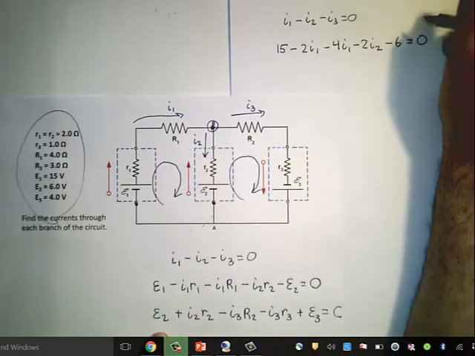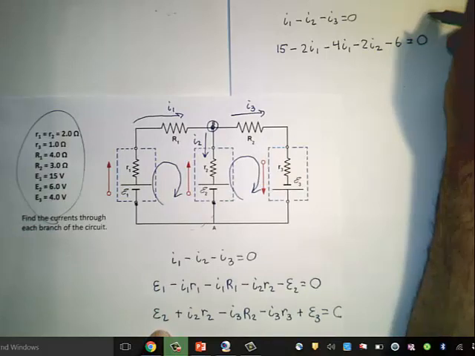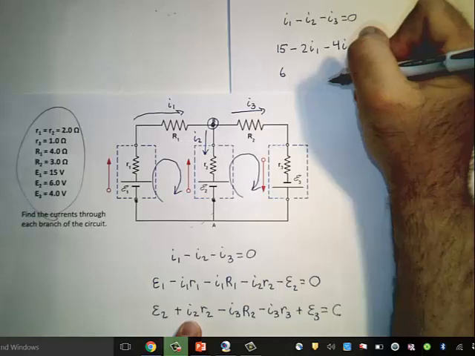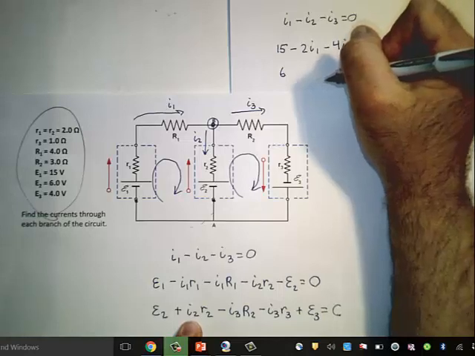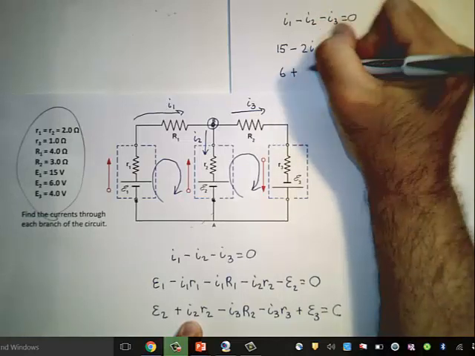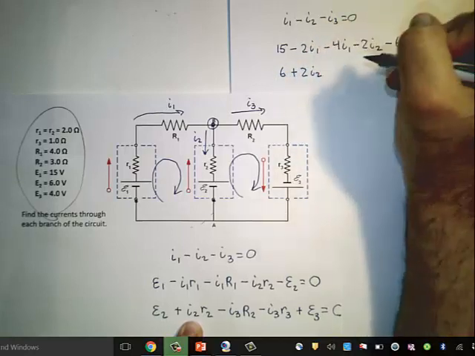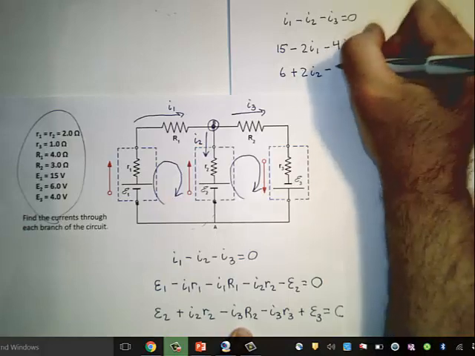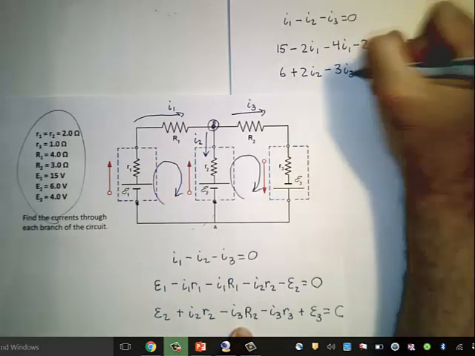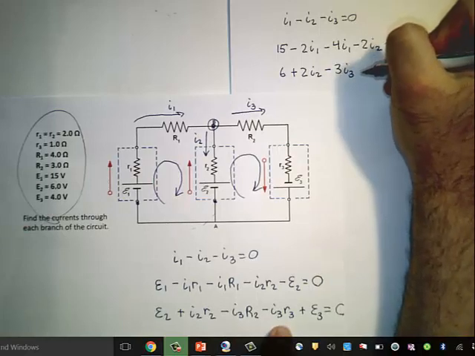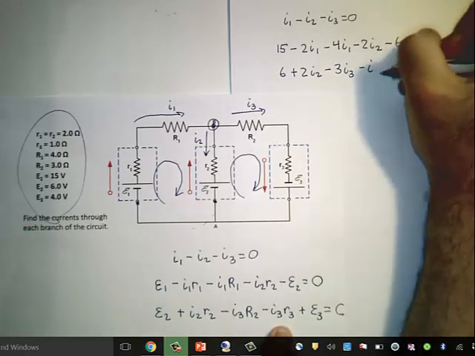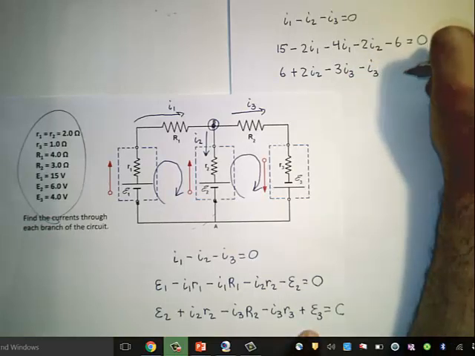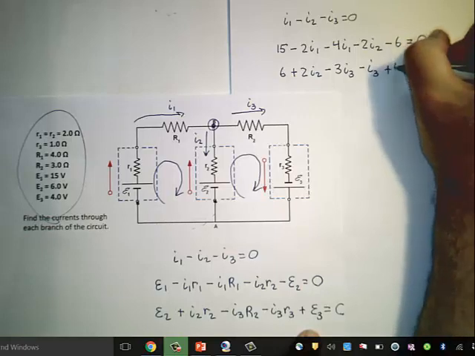Okay, this guy, translate him into numbers. I've got E2, which is 6. Little r2 is 2, so plus 2I2. Big R2 is 3, so minus 3I3. Little r3 is 1, so I'm just going to say minus I3. And EMF 3 is 4 volts, so plus 4.